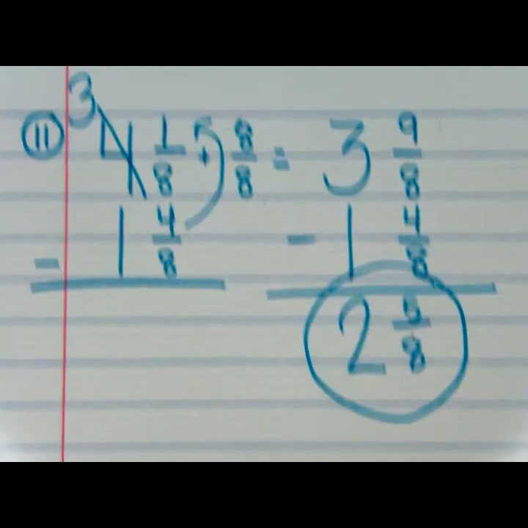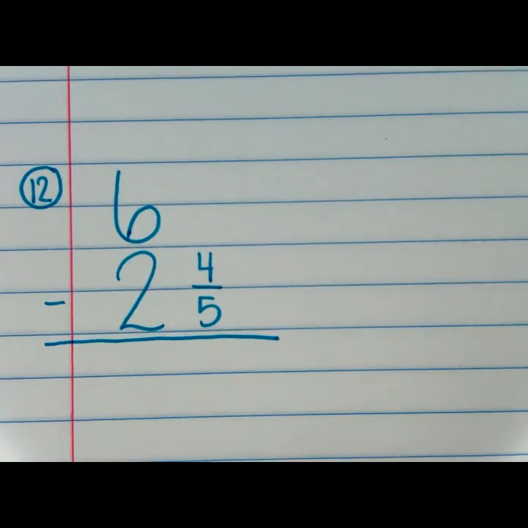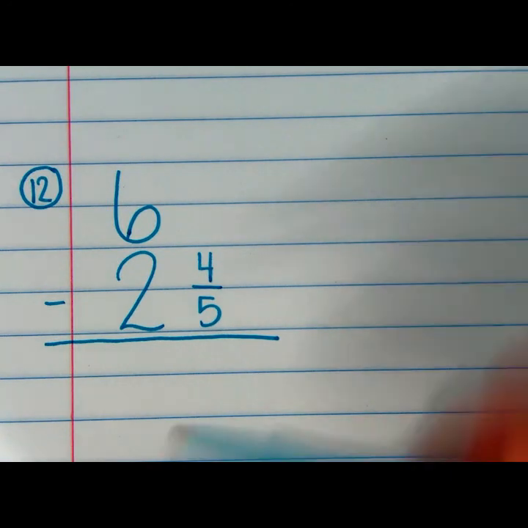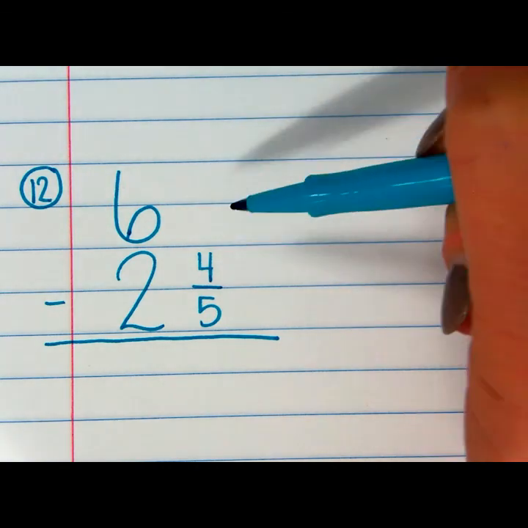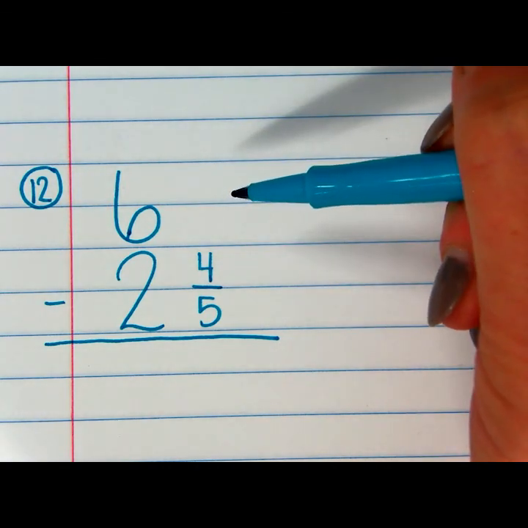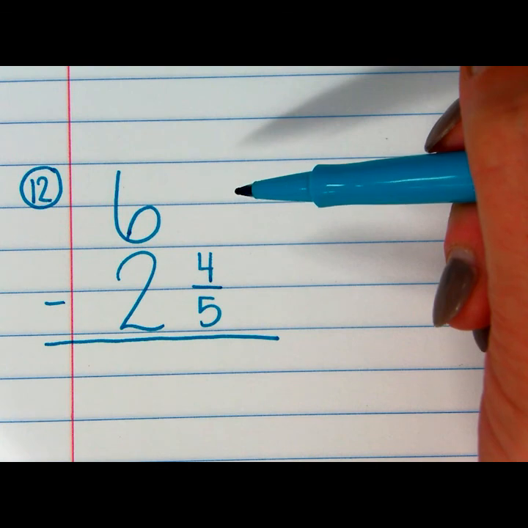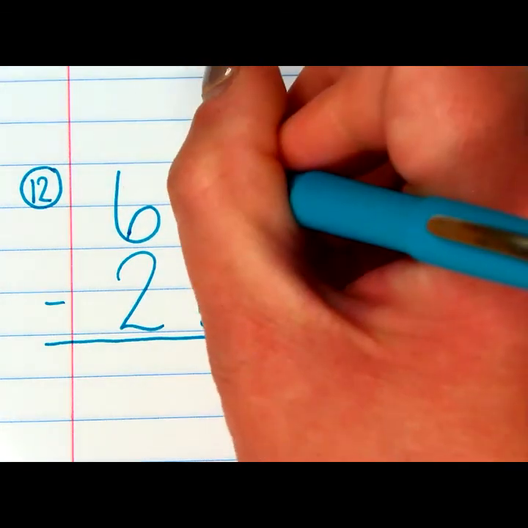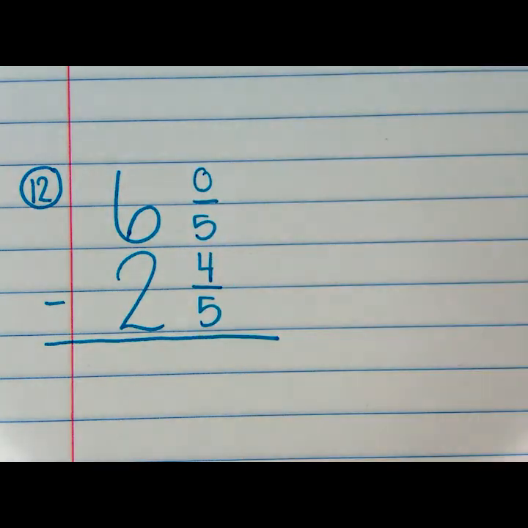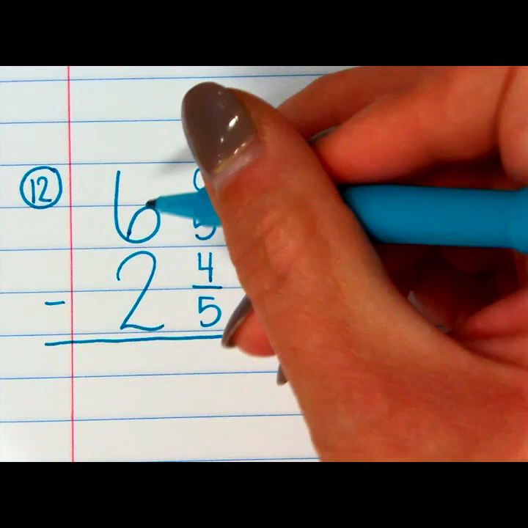Let's look at the last question, question number 12. So this one looks a little bit different. Why? Because, right, we're missing a fraction here. But we know, because we did something very similar to this when we were adding, that really this problem, 6, is kind of like 6 and 0 fifths, right? We know we normally don't write mixed numbers that way, but we recognize that this is what this value represents.